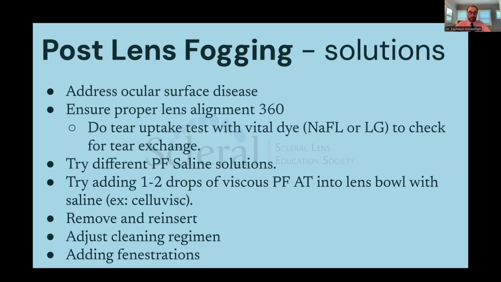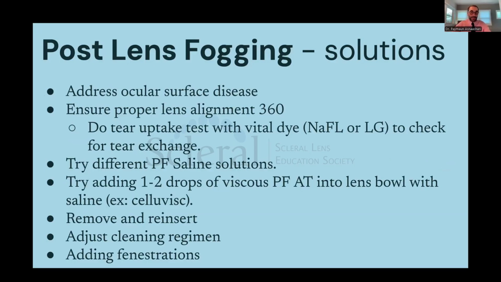So here are some solutions to help address fogging, and you could try all of these or just a few or one at a time. One is you want to address ocular surface disease. You want to ensure also that there's proper lens alignment 360. You can do something such as a tear uptake test with a vital dye, either using sodium fluorescein or lithium green, to check for tear exchange.